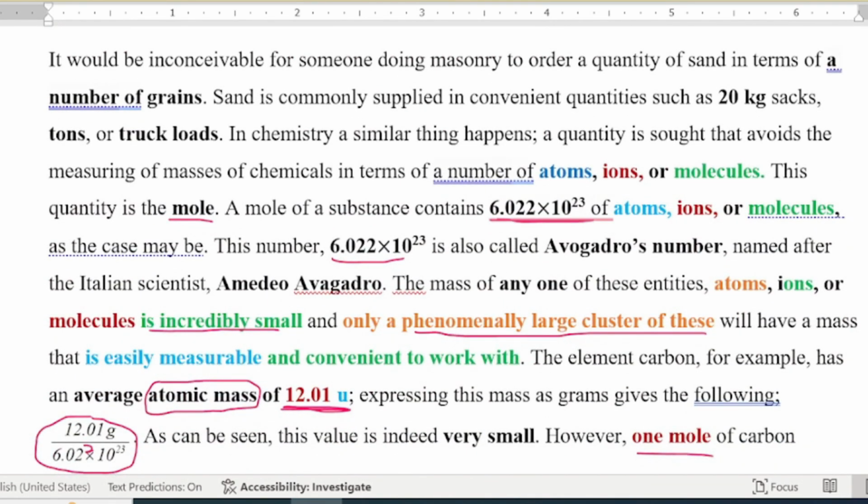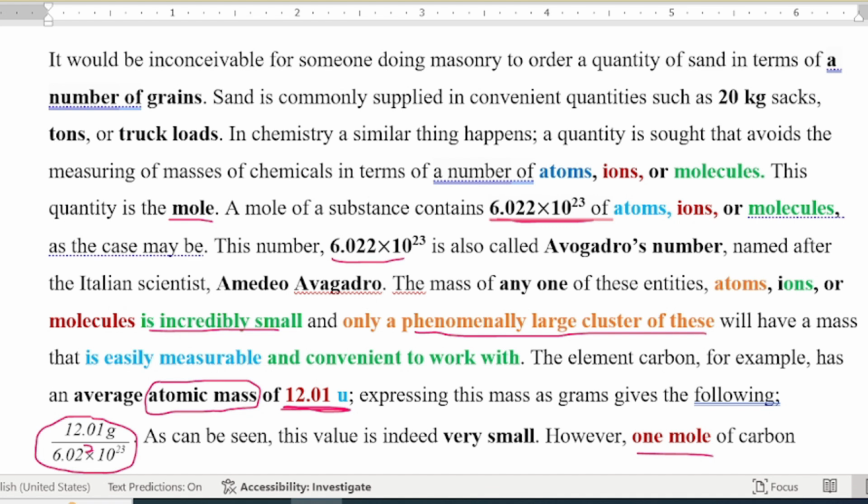It would be inconceivable for someone doing masonry to order a quantity of sand in terms of number of grains. Sand is commonly supplied in convenient quantities such as 20 kilogram sacks, tons, or truckloads. In chemistry, a similar thing happens. A quantity is sought that avoids measuring masses of chemicals in terms of number of atoms, ions, or molecules. This quantity is the mole.